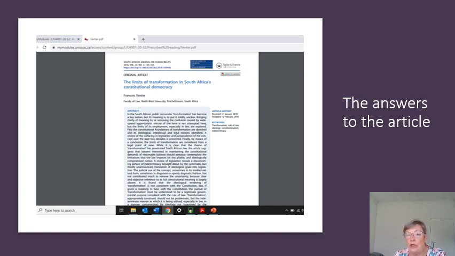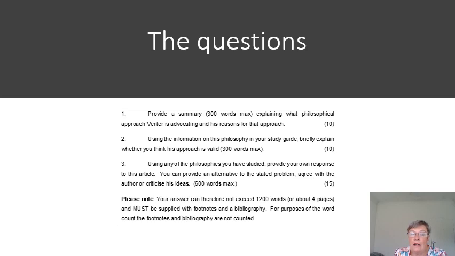Now, when you look at the questions that are asked about the article, they will immediately be very familiar to you. You need to do three things. You must provide a summary explaining, not summarizing the whole article, but explaining what philosophical approach Venter is advocating and his reasons for that approach. It is, to my mind, a bit pointless to try and summarize his article. If you don't have that skill by now, you will never have it. But you have to read the article and then identify what his philosophical approach is and what his reasons are for this approach. And it's not obvious.